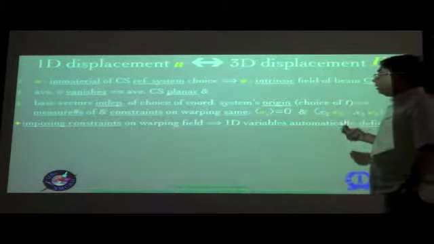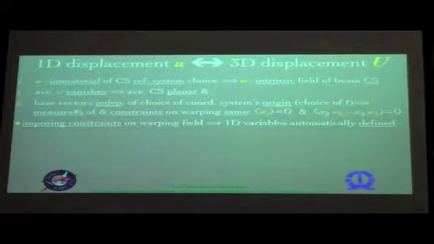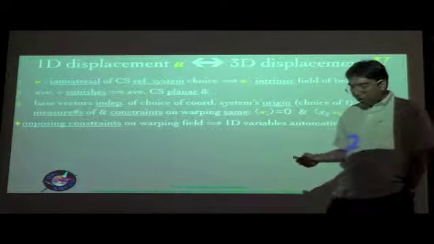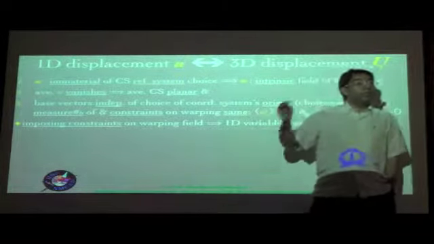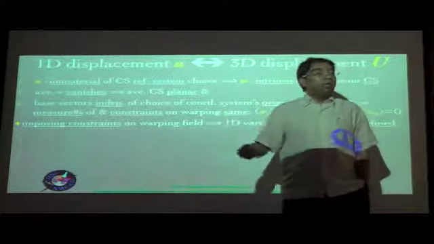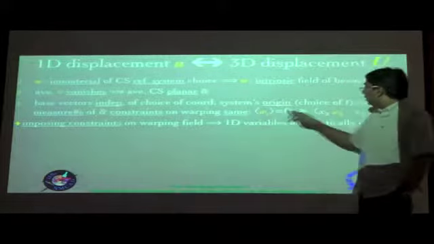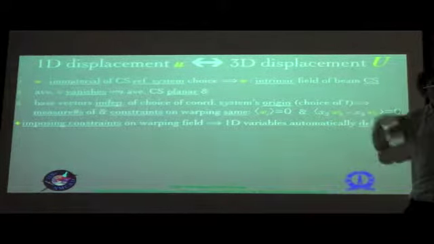Now, imposing the constraints on the warping field implies that the 1D variables are automatically defined. So the way you impose the constraints, I mentioned in the previous class, is not sacrosanct. There are alternate ways of saying these things. That is, the constraints need not necessarily be these four. You could have it in some other way.